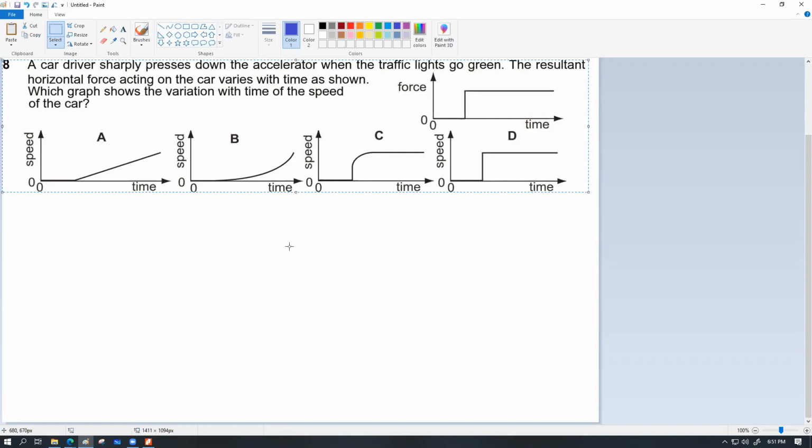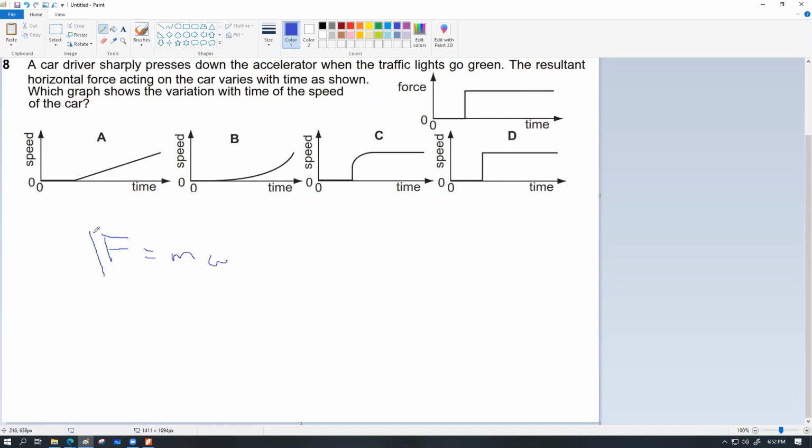Sir, in B it says increasing acceleration, but if the force stays constant, shouldn't the acceleration stay constant? Exactly. Have a look. This figure shows you that the force has suddenly risen. The force got increased to a higher value suddenly, and it remained over there. So try to appreciate this information. Force equals to what? F equals to ma.